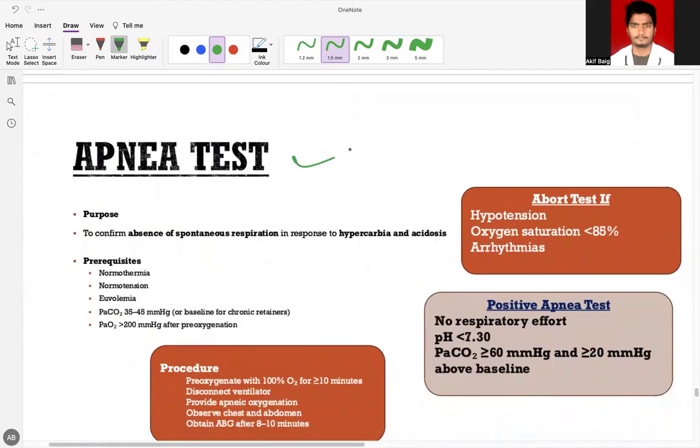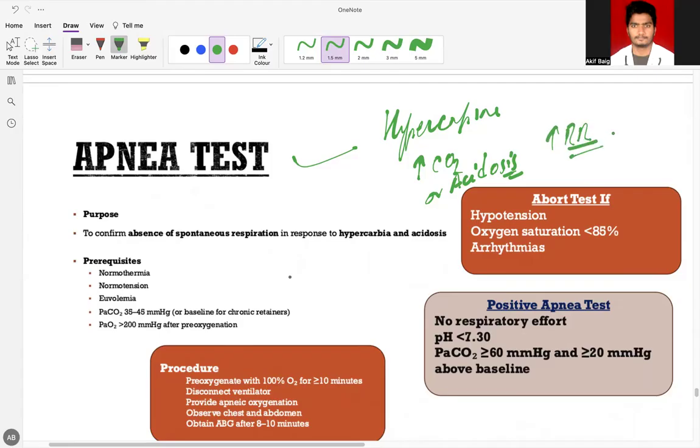And the last and most important test is the apnea test, where we try to induce hypercarbia in this patient. Normally, whenever there is increased CO2 or acidosis in the body of any patient, it stimulates the respiratory system and the respiratory rate increases. To induce that in a brain dead patient, we pre-oxygenate the patient with 100% oxygen. You have to give 100% oxygen to the patient for 10 minutes.